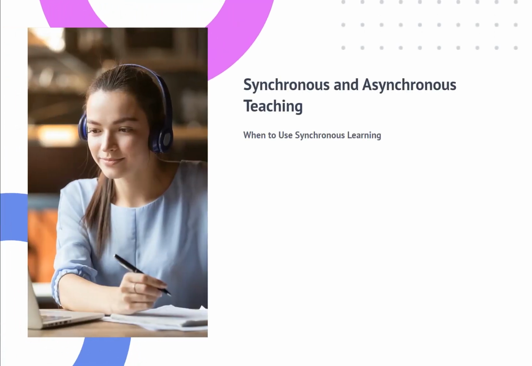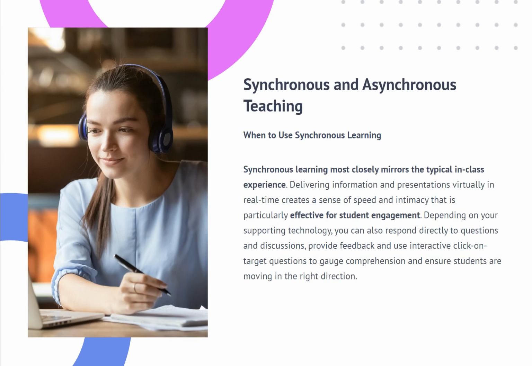When to use synchronous learning. Synchronous learning most closely mirrors the typical in-class experience. Delivering information and presentations virtually in real time creates a sense of speed and intimacy that is particularly effective for student engagement. Depending on your supporting technology, you can also respond directly to questions and discussions, provide feedback, and use interactive click-on-target questions to gauge comprehension and ensure students are moving in the right direction.